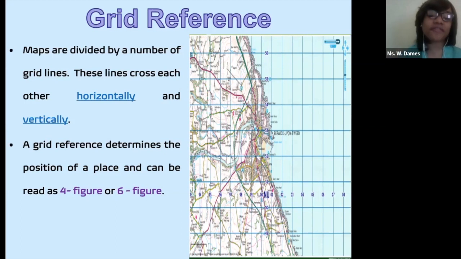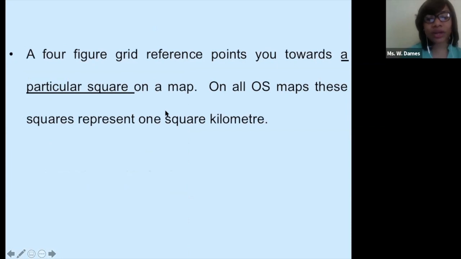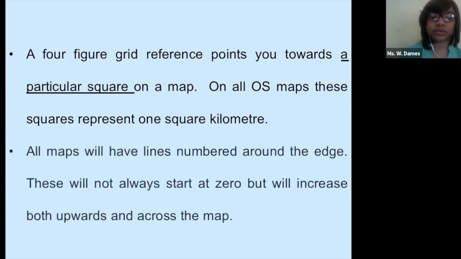And with grid references, these can be either 4-figure or 6-figure. Remember, we're just doing a basic recap. I wish I had more time to really get into this with you. Of course, we use the Ordnance Survey map. A 4-figure grid reference points you towards a particular square on a map, and each one of those squares represents 1 square kilometer. Just a little bit of information there for you.